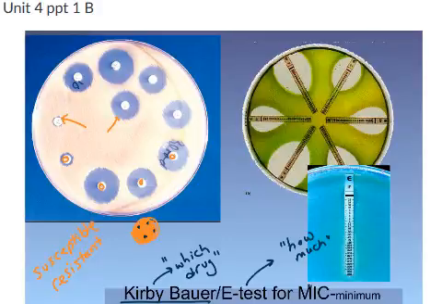For example, in this case, you wouldn't want to give this particular drug to the patient because notice the bacteria almost grew right over the pill. That means it is not fighting it off. The larger the zone of inhibition, the more effective the drug is against fighting off the bacteria. So in this case, notice this large zone right here and this large zone, these two are the most effective.